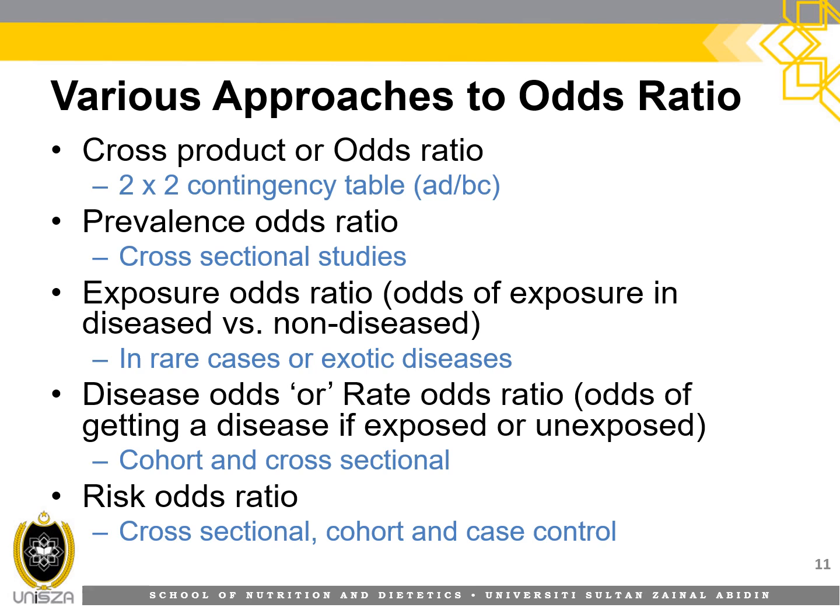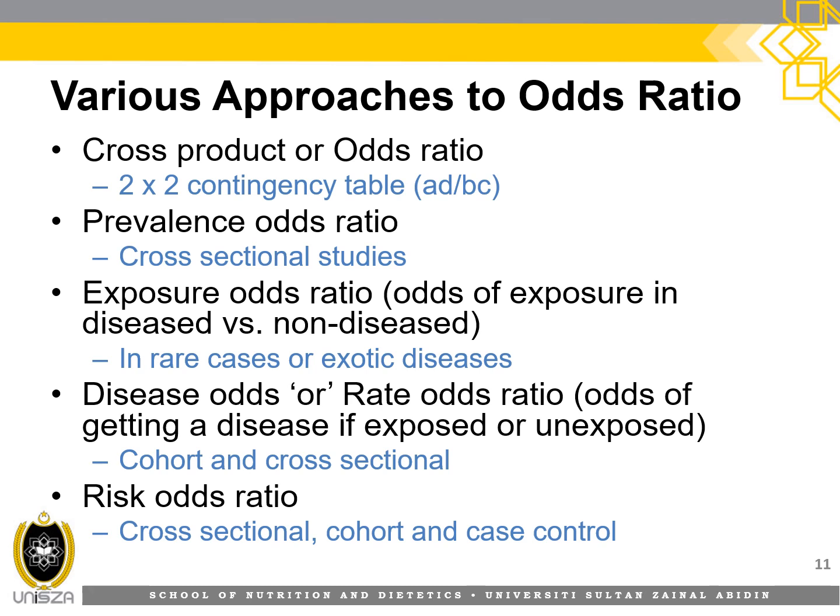The first one is the cross product odds ratio, which uses the 2 by 2 contingency table, AD over BC. The second one is the prevalence odds ratio, which can be derived from cross-sectional studies. The third one is the exposure odds ratio, or odds of exposure in disease versus non-disease. This can be measured in rare cases or exotic diseases.